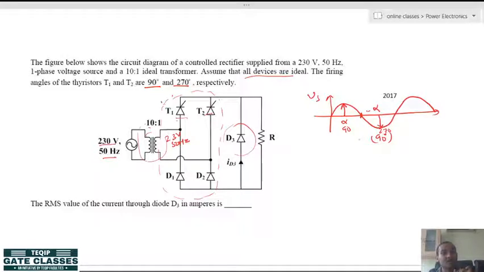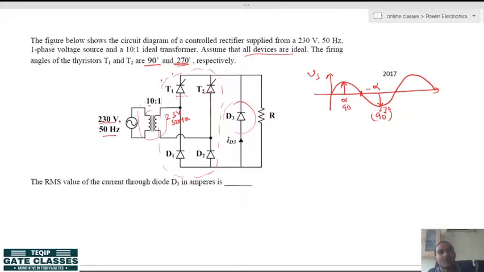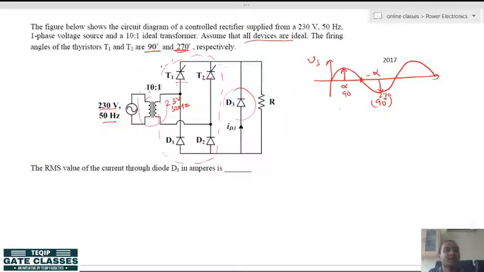So don't get confused by seeing 270. It is not 270, because firing angle cannot be greater than 180 degree, because one half cycle of a sine wave is 180 degree only. Isn't it obvious? It is like common sense also. So here alpha is 90 degree, and for this thyristor also, although in terms of omega t axis it is 270, in terms of alpha it is 90 only.